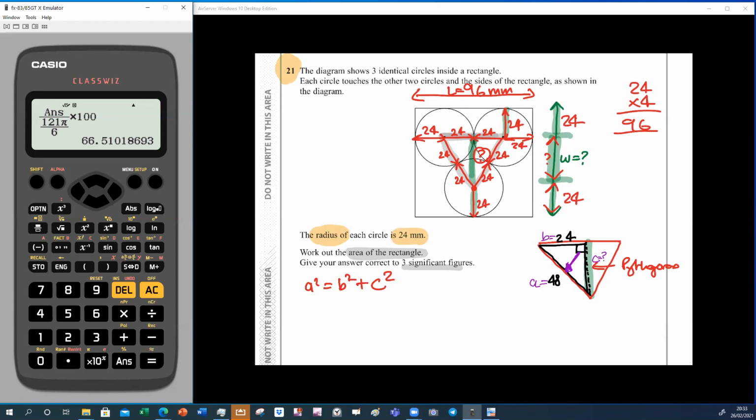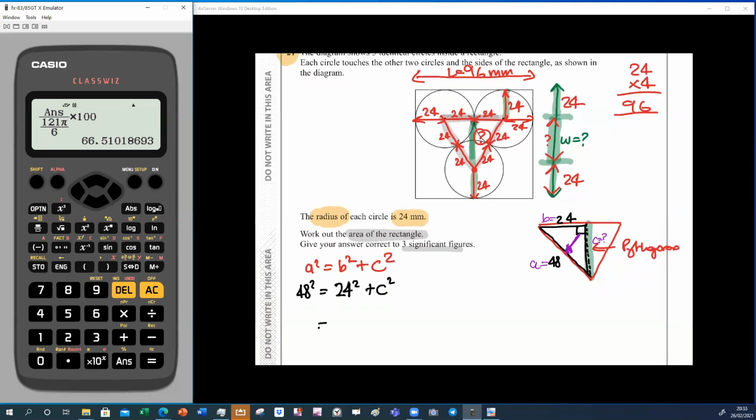B and C can be in any order. The most important one to label first is the A. So let's put the A in now. So we've got 48 squared equals 24 squared plus the C squared, which is actually the height that we require. Now, how do we work out the C from the current setup? 48 squared take away 24 squared. That's right. The opposite of adding 24 squared is to minus if you take it to the other side. So we're going to have 48 squared minus 24 squared, and then we're going to be left with C squared.